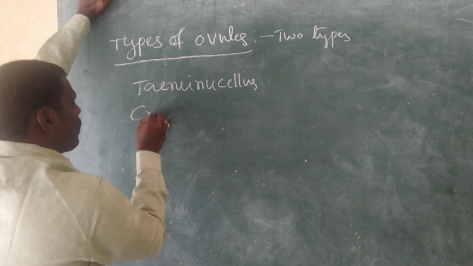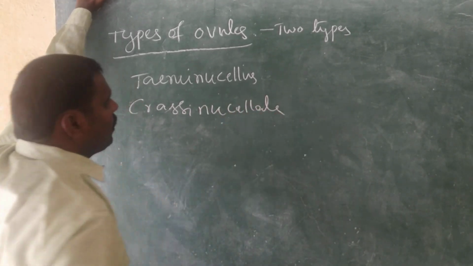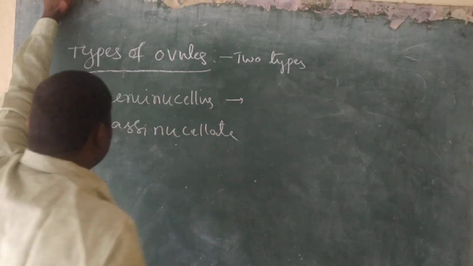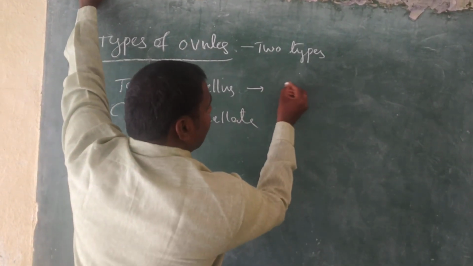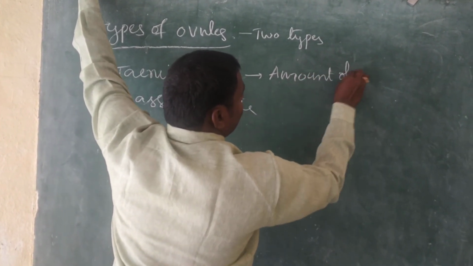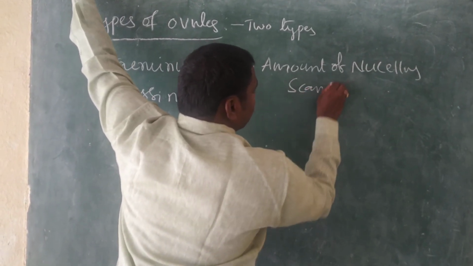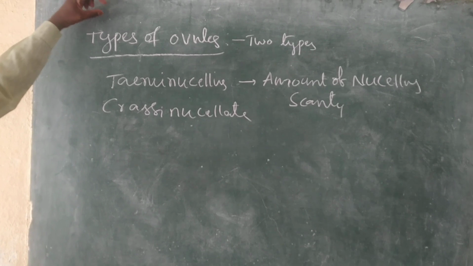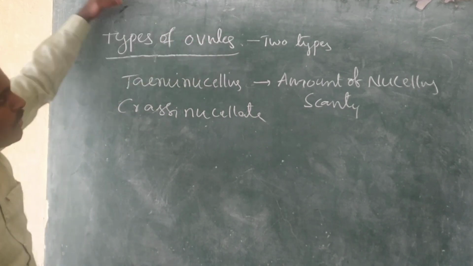And the second one is crossinucellate. Teninucellus and the second one is crossinucellate. Here in this condition, in case of teninucellus, the amount of nucellus is scanty. That means a little amount, or very less amount, of the nucellus is present in ovules. Hence those ovules are called teninucellate or teninucellus ovules.